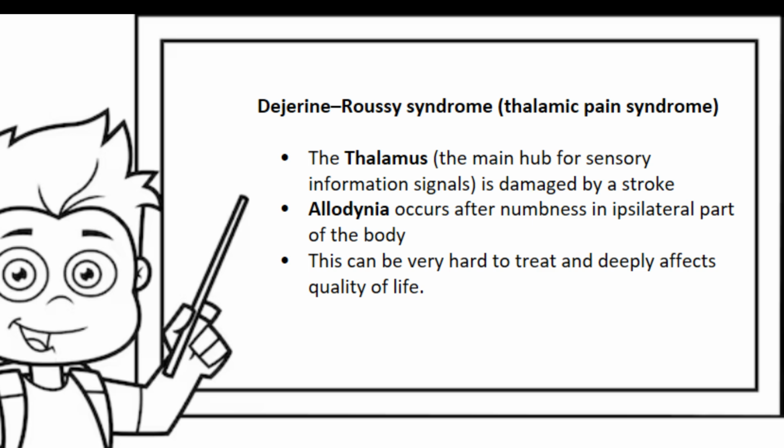The key points to remember include: 1. Dejerine-Roussy syndrome happens after a thalamic stroke. 2. It starts with numbness and later becomes painful. Even gentle touch feels awful. And lastly, it can be very hard to treat and it deeply affects the quality of life. So, next time someone tells you they had a stroke and now every touch burns, think thalamus. Think Dejerine-Roussy syndrome. I want you to also remember that the brain's healing process isn't always smooth. It sometimes rewires in very painful ways.